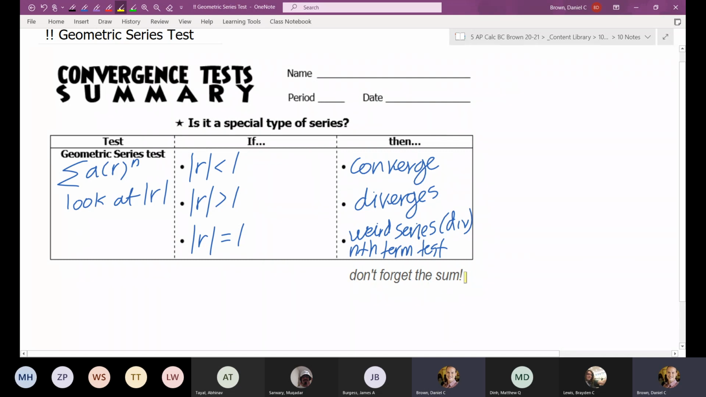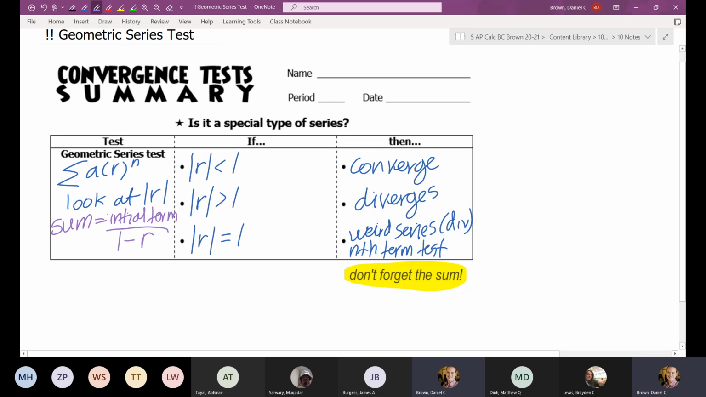The geometric series is also unique. I put this reminder on here for myself because I tend to forget to talk about it. It is the only type of series where we can actually use a formula to figure out what the infinite sum is. It only works, of course, if it does converge. If it diverges, it's not going to have a sum. But if it converges, then the sum of the infinite series is going to be equal to the initial term over 1 minus R.